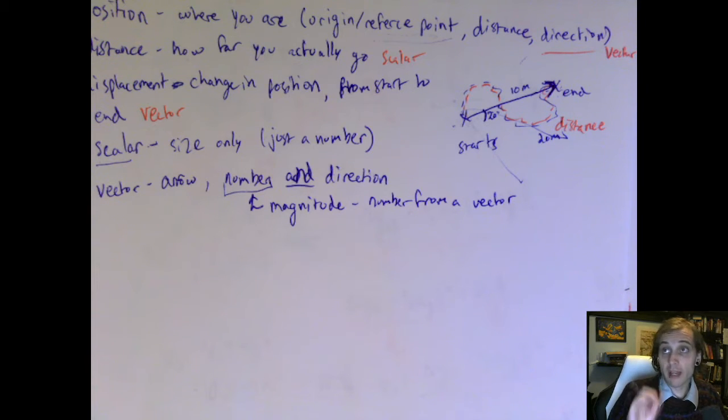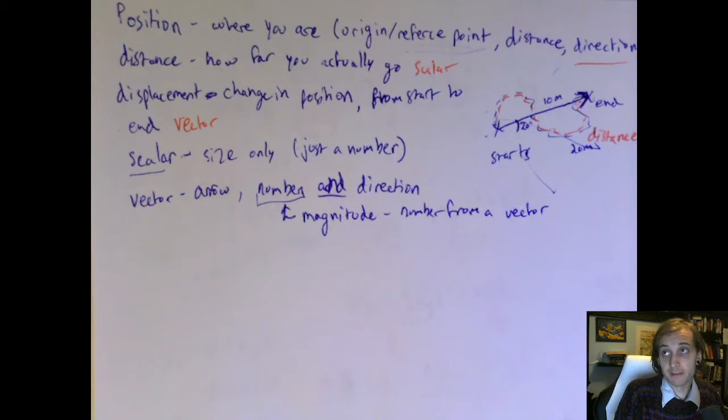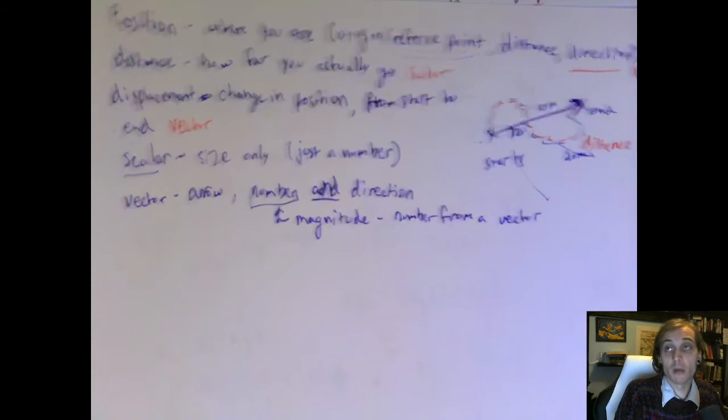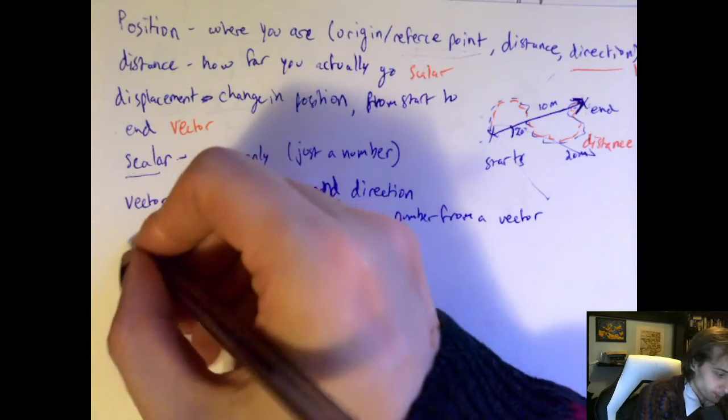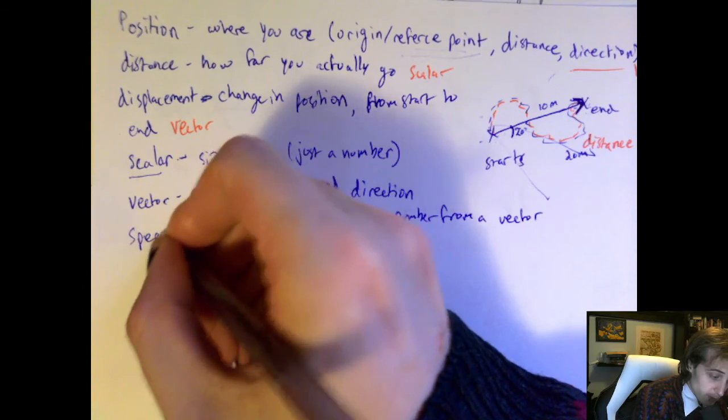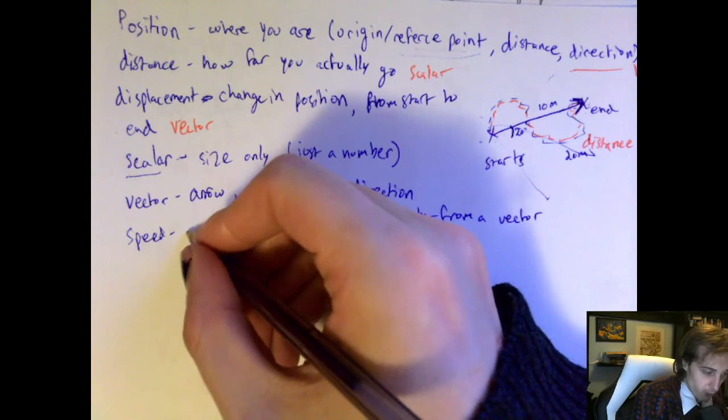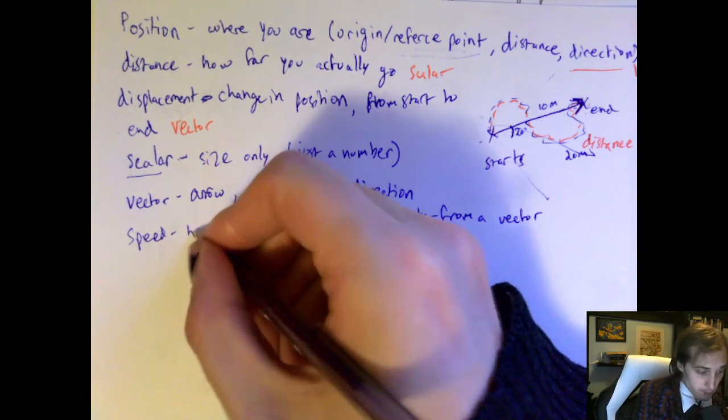Great. So that's how we describe the motion that actually happened. That's how we describe where we are. But what if we want to talk about how we're moving right now? This is where speed and velocity come in. So speed is a little bit more straightforward. It's just how fast you're going.